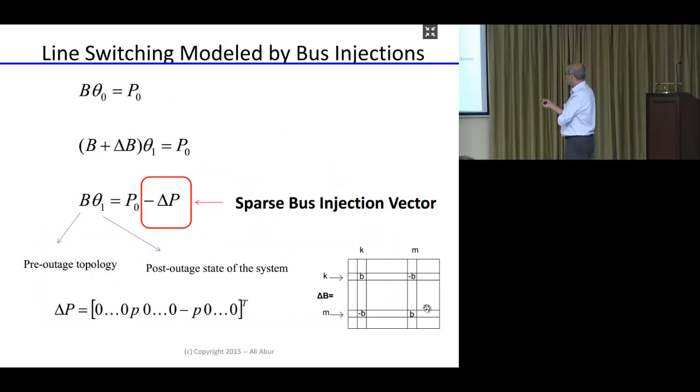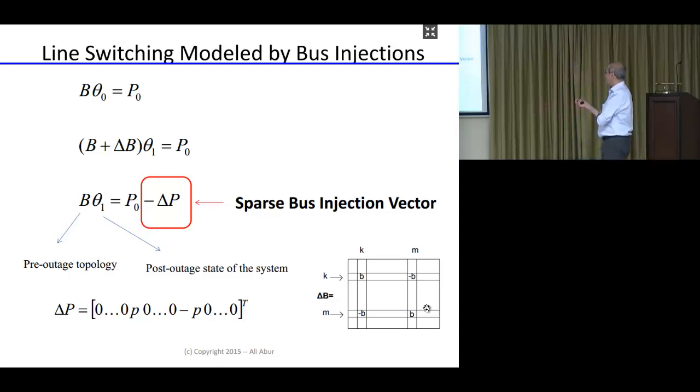So you have this base case equation. These are the internal and external injections all together inserted in this vector P0, and this is the base case solution theta 0. And then we introduce this change, this outage, and that will look more like this. If it's a single line connecting K to M, if you look at the admittance matrix, essentially you will see changes in these 4 locations. So delta B is a very, very sparse matrix.